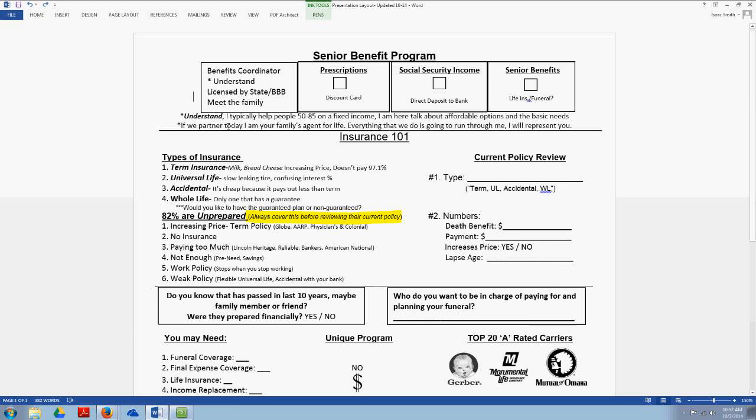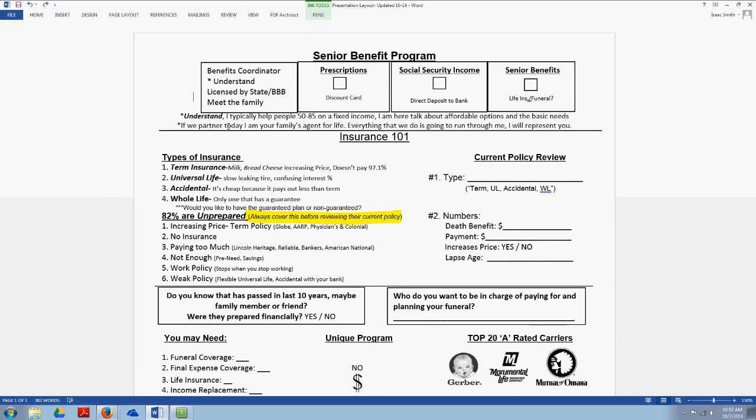If we partner up today, I'm going to be your family's agent for life. Everything that we're going to do is going to run through me. I'm going to represent you. And the benefit of working with me is I represent a ton of different companies. So I'm able to find you the best options available, okay?